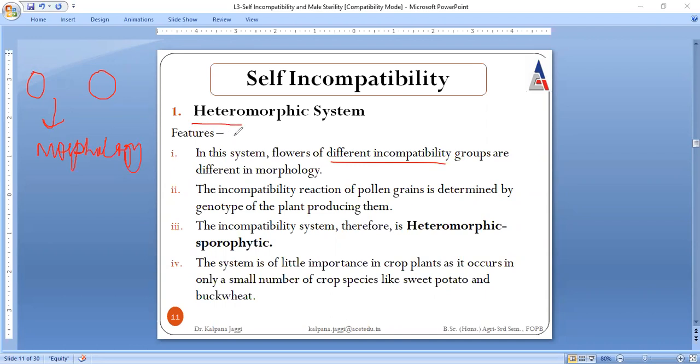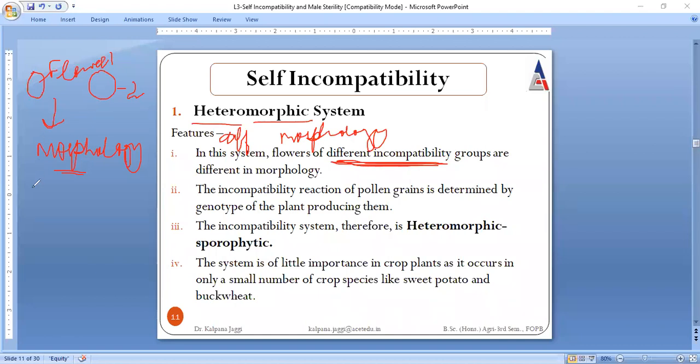Hetero means different and morphic means morphology. So it is said that the heteromorphic system is the system where flowers of different incompatibility, say this is flower one and this is flower two, then flowers of different incompatibility, very important, the incompatibility is different from each other, are different in morphology.